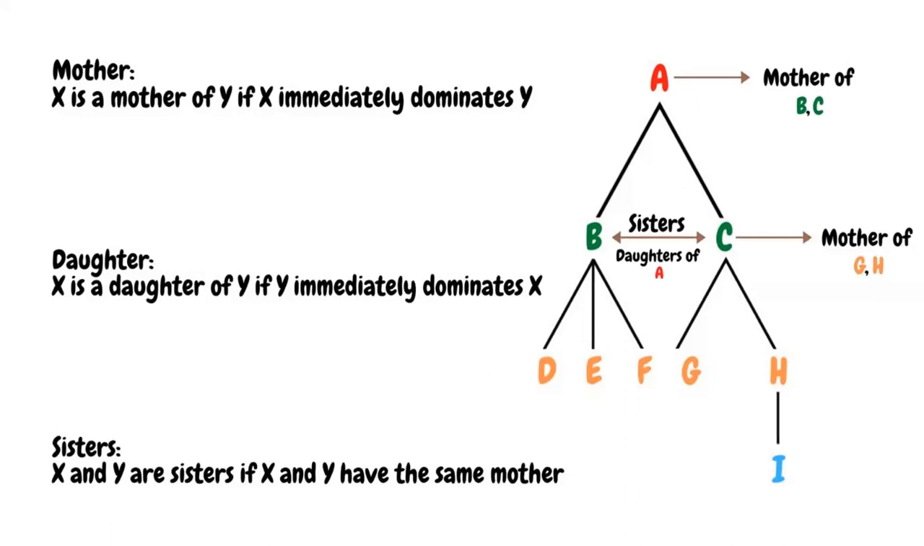Now, can a node be a mother and a daughter? I'm waiting for your answers. Okay, I can see the chat. Yeah, sure it can, because as we see that C is a mother of G and H, and it is also a daughter of A. Now, finally, G and H are sisters, and they are also daughters of C. I hope that everything is clear.